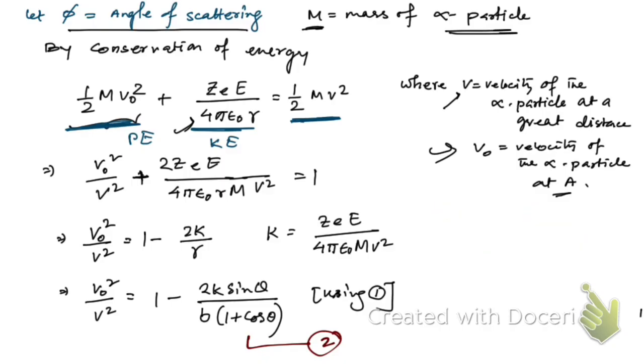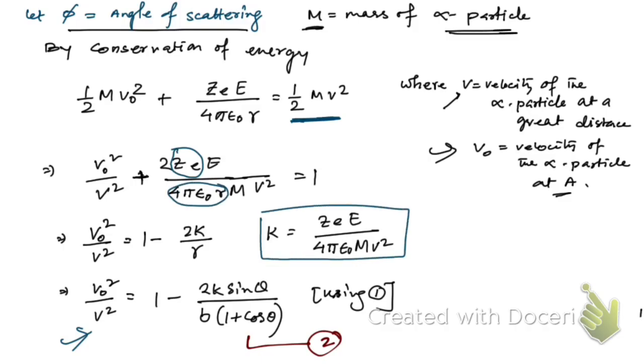Now if we simplify these equations, we end up getting this equation, right? Here we have replaced this term, sorry, this Ze, by a constant k, and we have got this relation. Now let me go to the next slide.